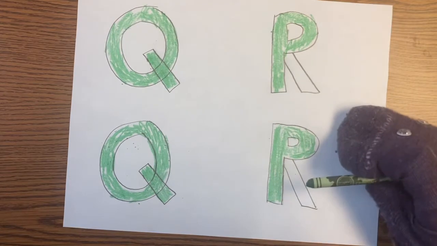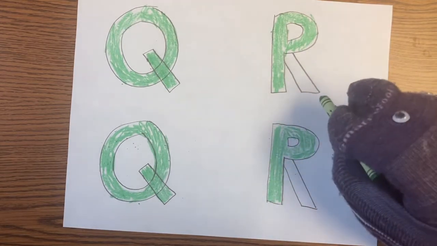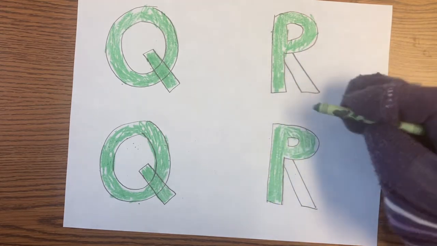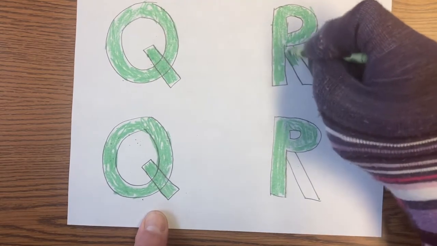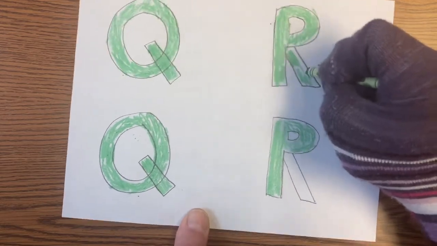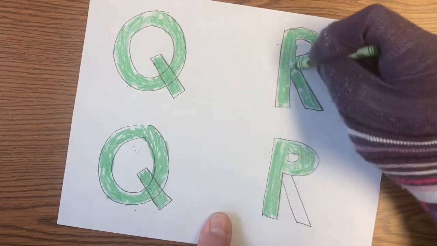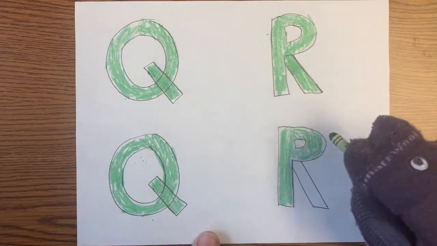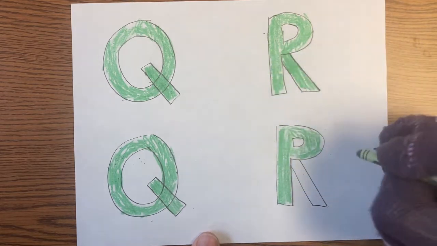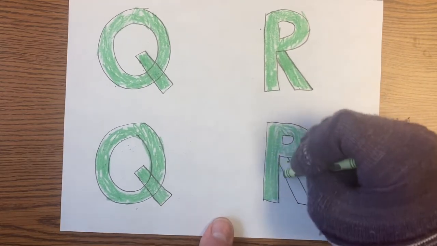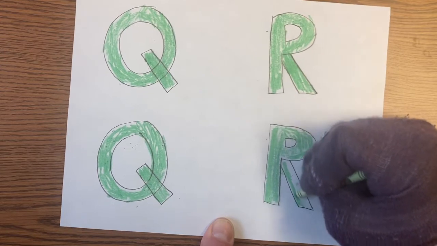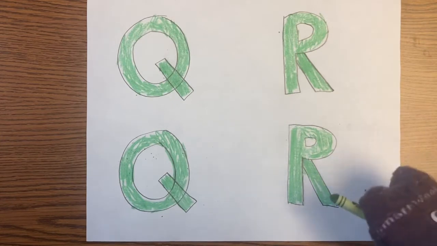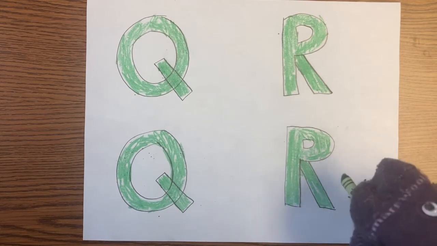Okay, look, we've got two letter P's that are green. And now, look, it's the same kind of stem. So we're just gonna color that stem and look at this. Look at that, we transformed it into the letter R. Okay, here we go. One more time, we're coloring that stem and look. We made it into a letter R.